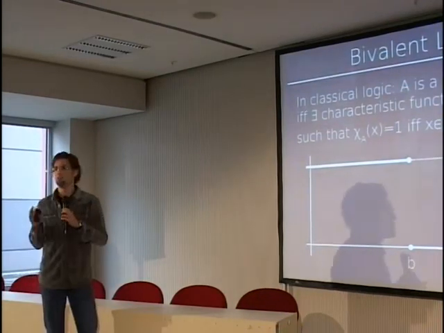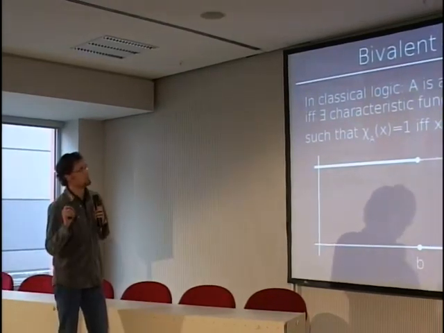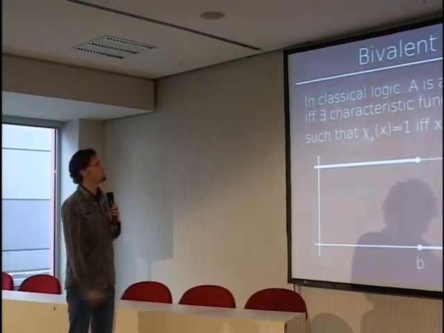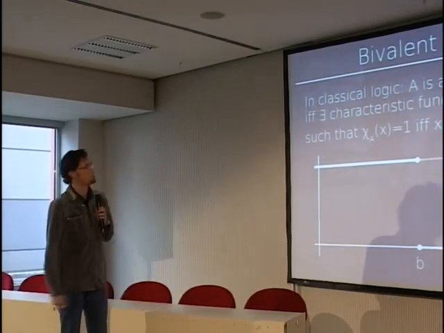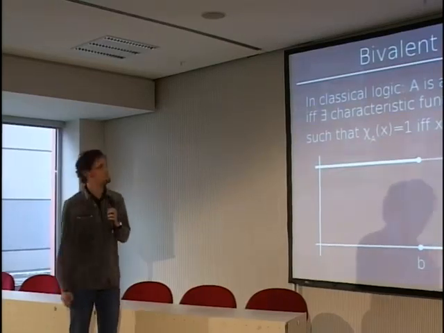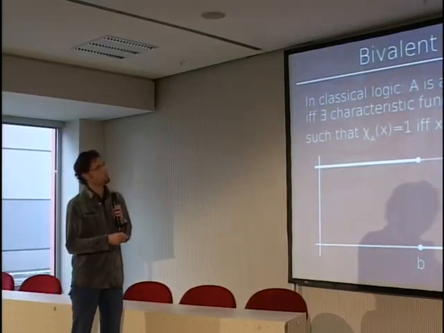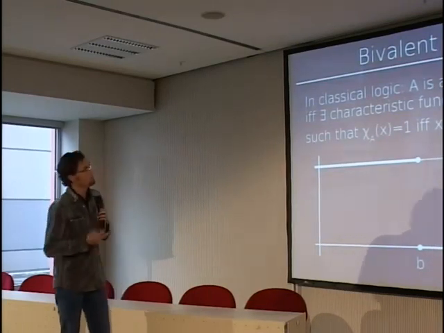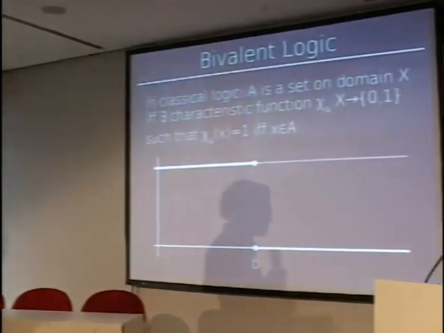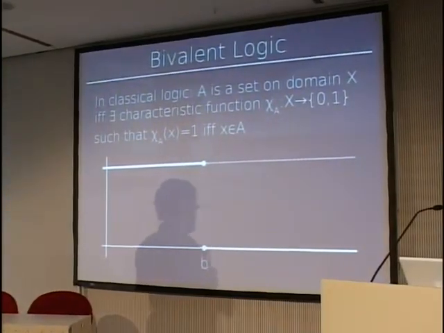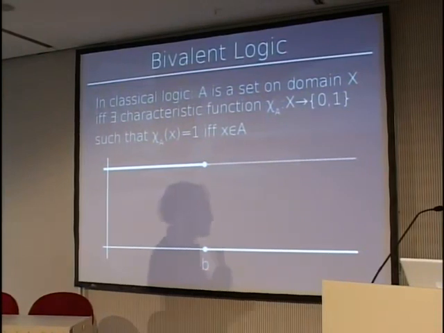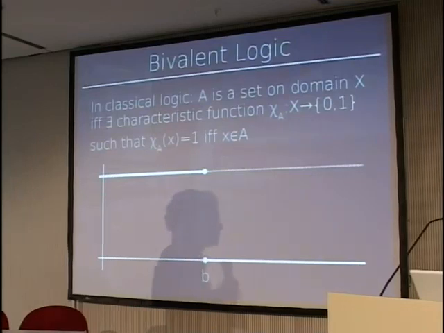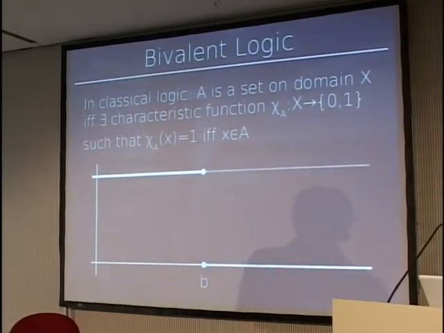So the first thing we will get rid of in terms of science is the assumption of the excluded middle in logic. So in a classical bivalent logic, we say that A, such as, for example, the set of all small cities, is a set on the domain of all cities if and only if there is a characteristic function mapping a certain city to zero if x is not a small city, and mapping x to 1 if x is a small city. So there can only be two truth values, 0 and 1, and there's nothing in between. But that's not naturally what we're doing, right?